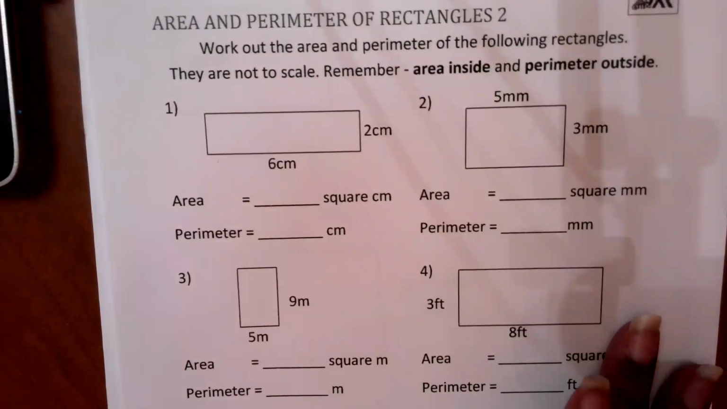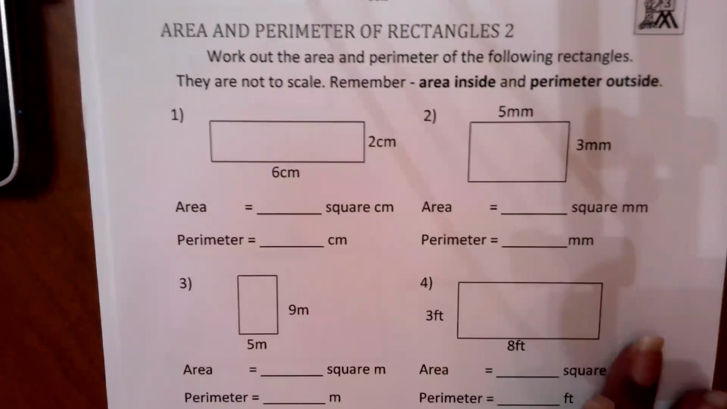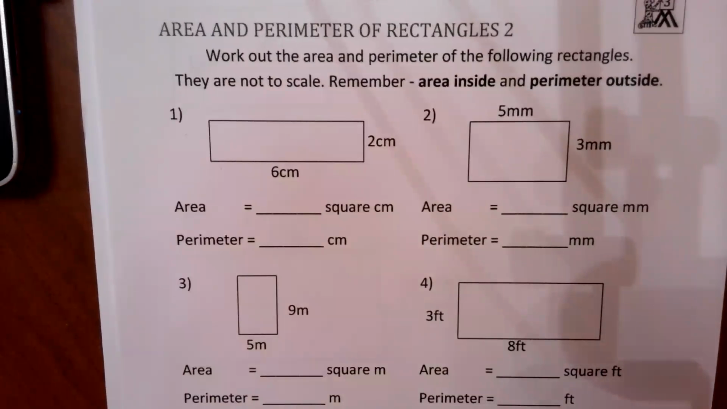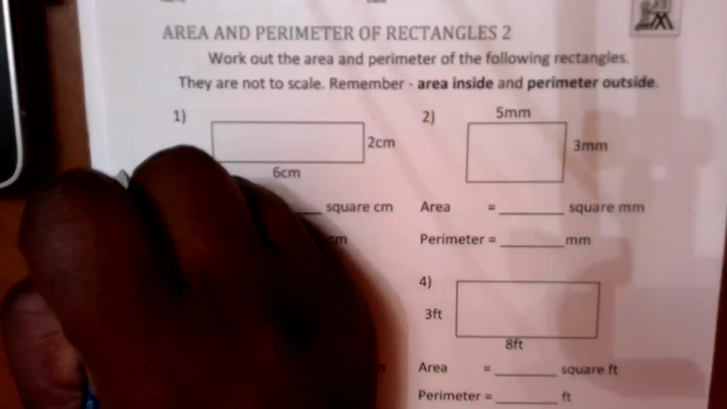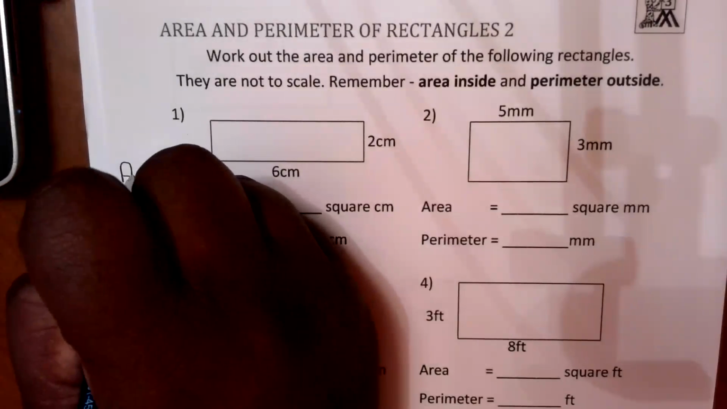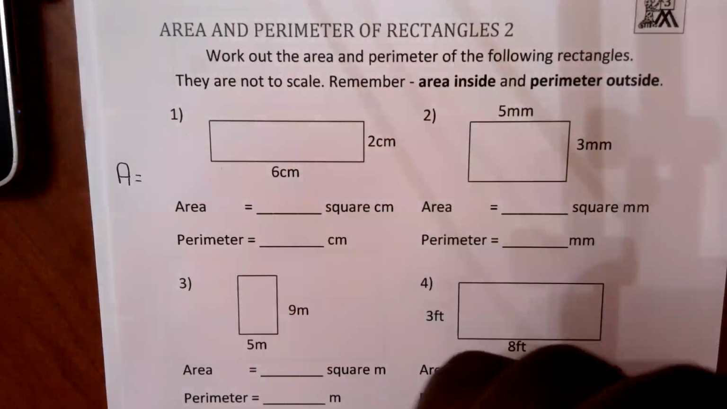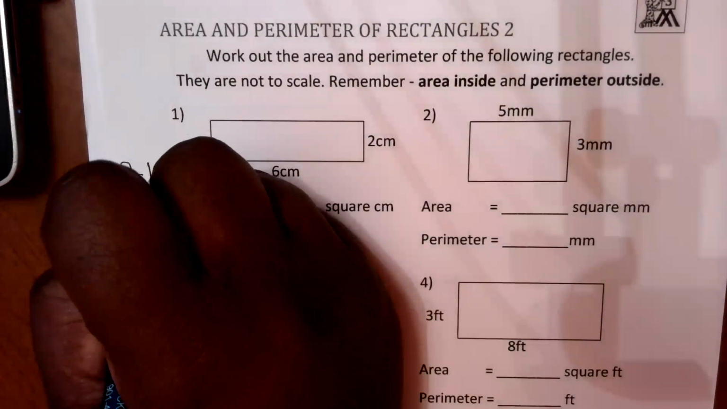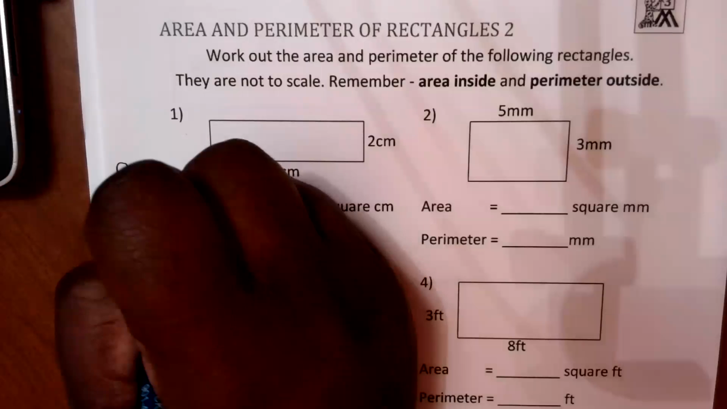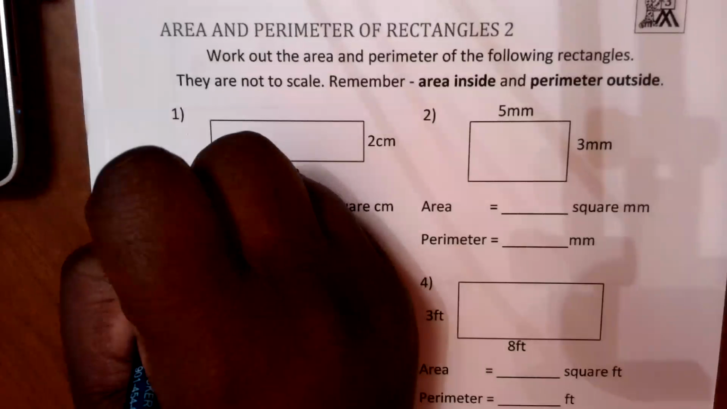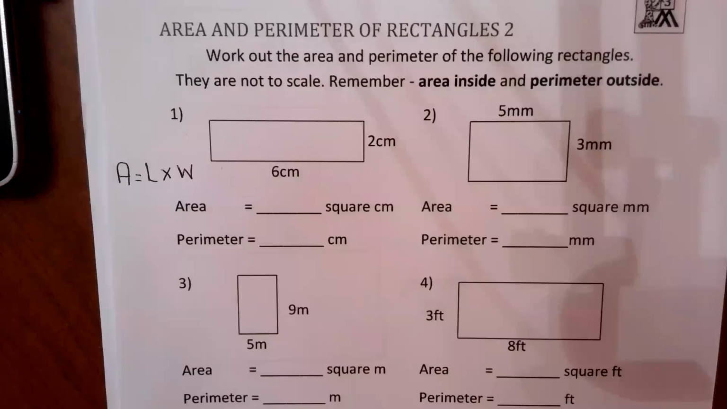So I have a worksheet here where we're going to figure out not only the area, but the perimeter also. Anytime I get started with area and perimeter, I always write my formula out first. So our formula for area is area, which we're going to use an A for, equals length, we're going to use the L for length, times width, and we're going to use a W for width.